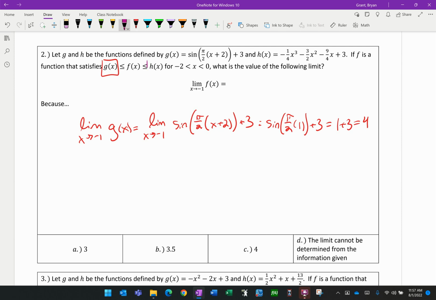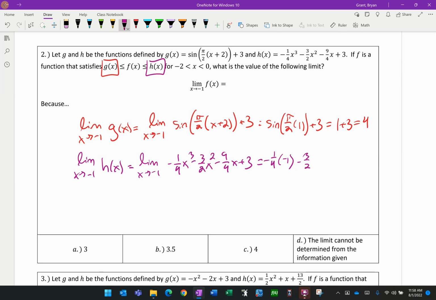Then we'll work with h of x. Same idea. Get that limit practice in. Anytime you have x in there and you're saying these are equal, you need that limit. And so this is -1/4 x cubed plus 3/2 x squared minus 9/4 x plus 3. Okay, well, we have to substitute in -1, which could start to be interesting. -1 cubed is -1 again. -1 squared is 1, so that's just minus 3/2. -1 times -9/4 will be +9/4 plus 3.